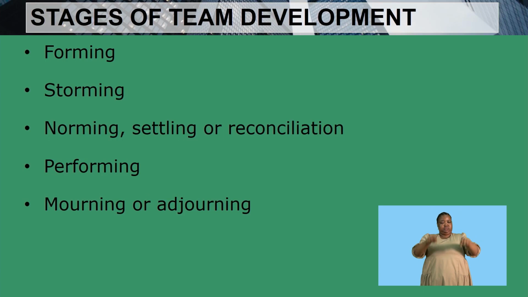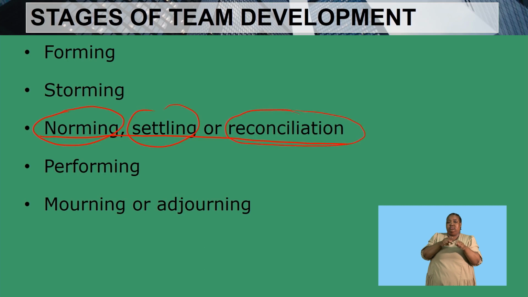Now, the stages of team development include forming, storming, norming, performing, and mourning. Also remember that you do not have to write this as it appears here. You can either write norming or you can write settling or reconciliation, as all three speak to the same thing. Also, with mourning and adjourning, you can write either or. You do not have to write the two.